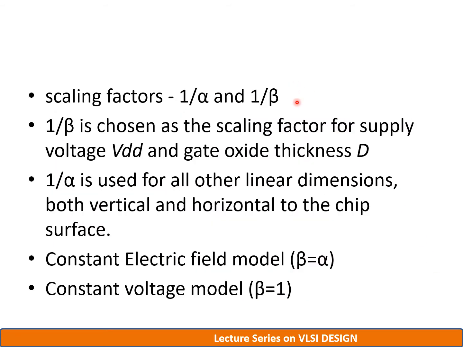We have two types of scaling factors, 1 by alpha and 1 by beta. 1 by beta is chosen as scaling factor for supply voltage VDD and gate oxide thickness D, and 1 by alpha is used for all other linear dimensions, both vertical and horizontal to the chip surface. In constant electric field scaling model, beta is equal to alpha, and in constant voltage model, beta is equal to 1.